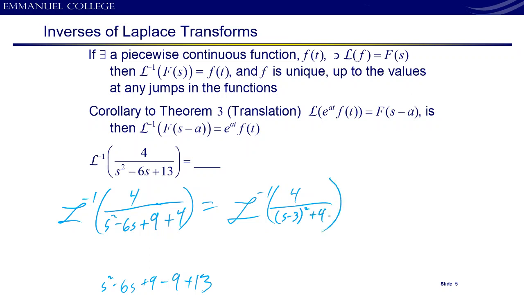Now we're getting really close to our original idea. This almost looks like the sine of t function, but we have a 4 up here instead of a 2. Just like before, make this 2 times 2, factor one of those out, and now we're left with 2 over s minus 3 squared plus 4, with a 2 out front.